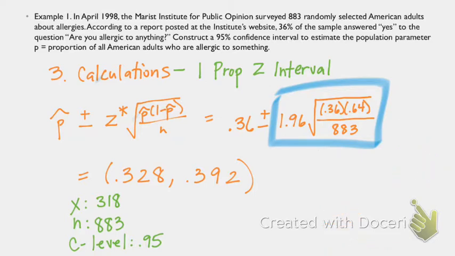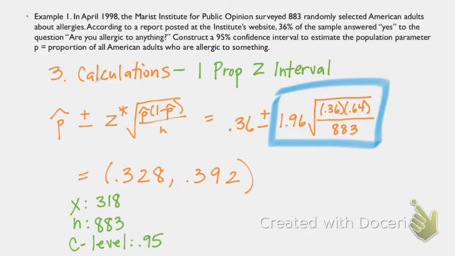So this is just to check your answer, and you should get the original answer that you got when you plugged it in. The green stuff is just what you're putting in the calculator. It should give you for both calculations 0.328, comma 0.39.